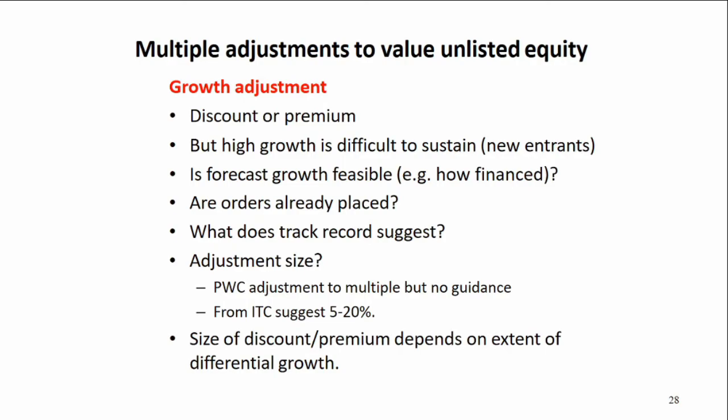So if we look to the PwC survey, they actually make an adjustment to the multiple, but they do not give any guidance on how to quantify that adjustment. If we look at ITC sources, such as past ITC papers, they usually use an adjustment of between 5 to 20%. So the size of the discount or premium will depend on how the growth rates differ. If the growth rates between the listed company and the unlisted company are expected to be relatively close, then the adjustment would be smaller. Whereas if the growth rate for the listed company is much larger than the growth rate for the unlisted company, then the adjustment would likely be larger.